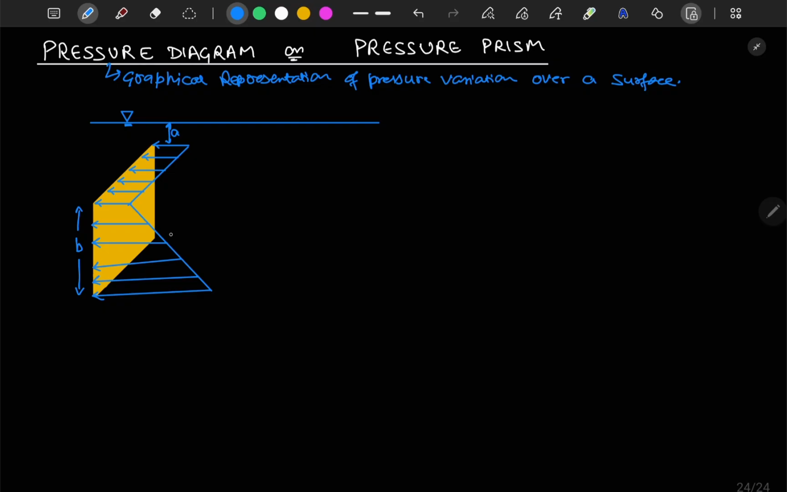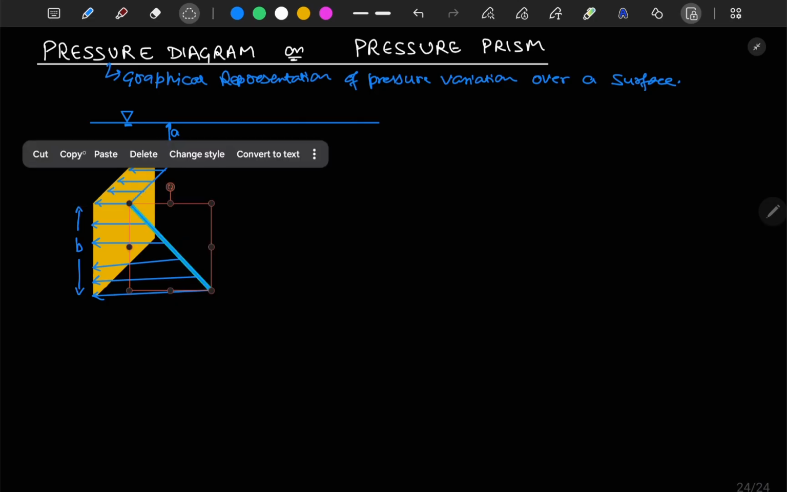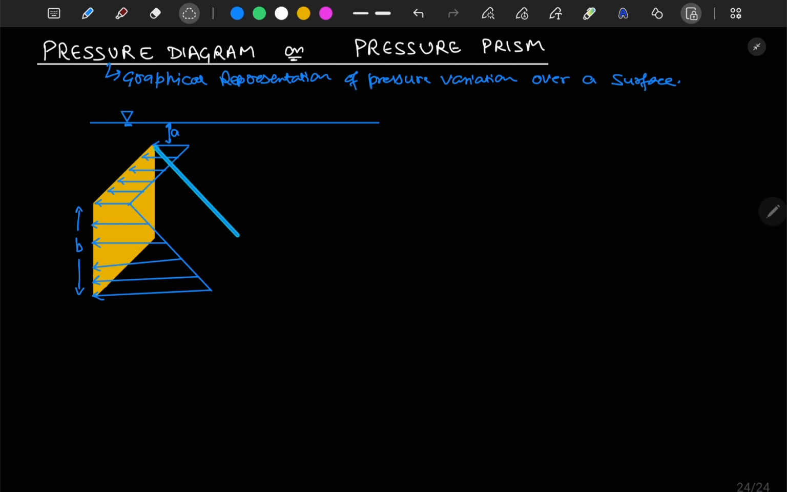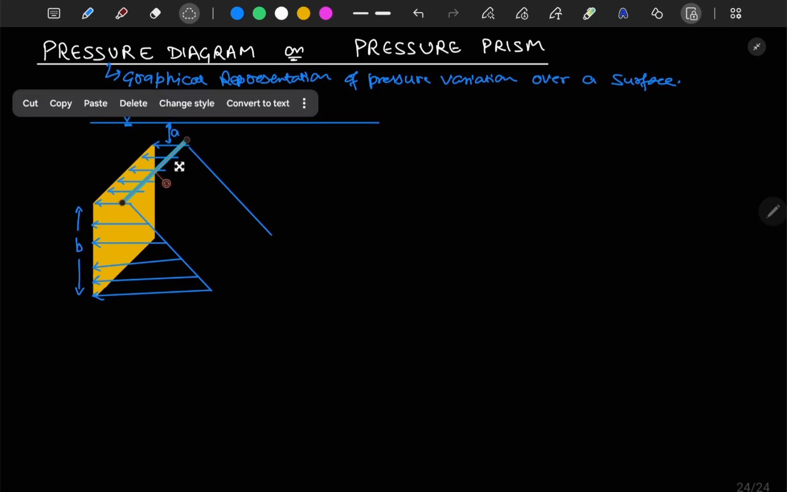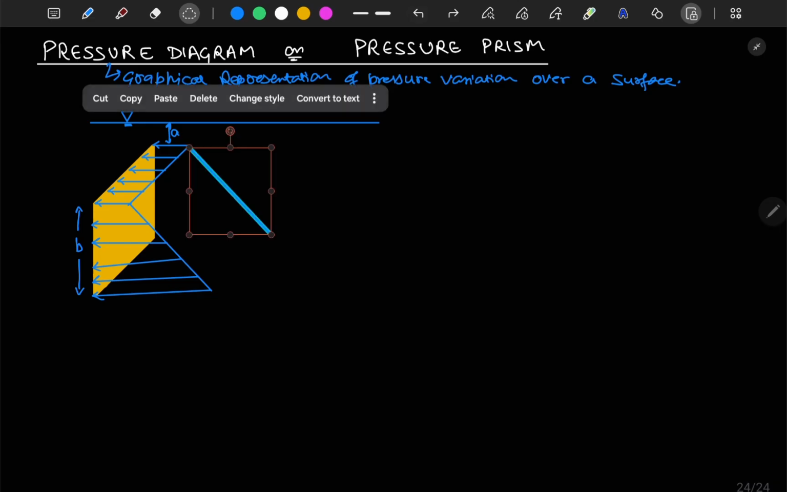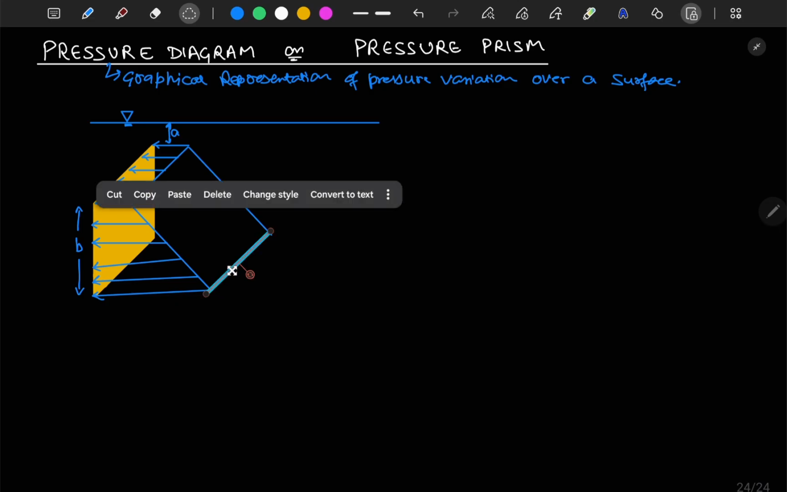And similarly, parallel to this will be your pressure variation on the behind edge, and this will be your pressure variation on the bottom edge. Sorry, not parallel, from this point to this point will be your variation on this point.